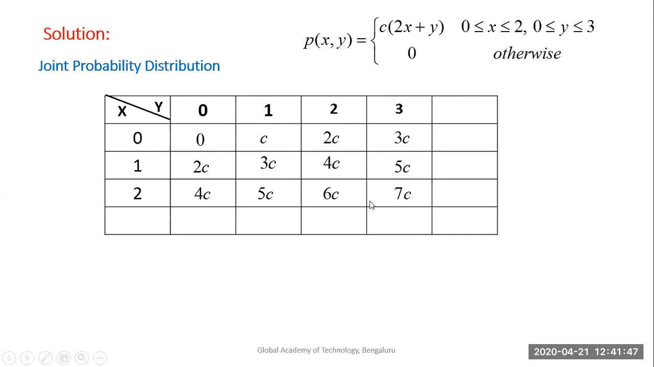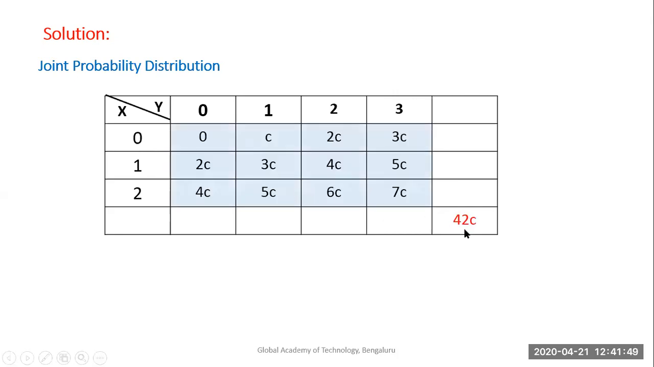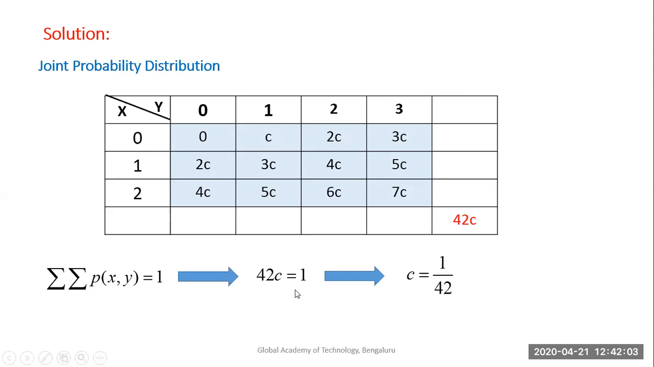And the sum of all these values is equal to 42 into c. So if the given function is the joint probability mass function, then the total sum should be equal to 1. That means 42c should be equal to 1. So we get c is equal to 1 by 42. So the value of c is 1 by 42.